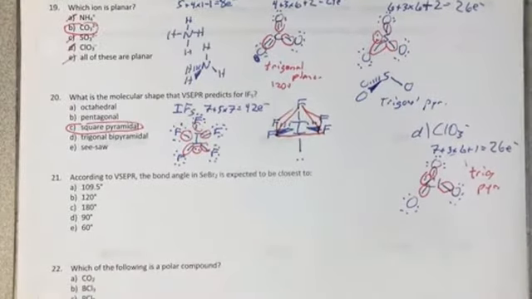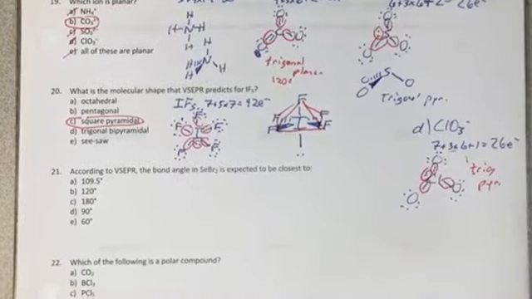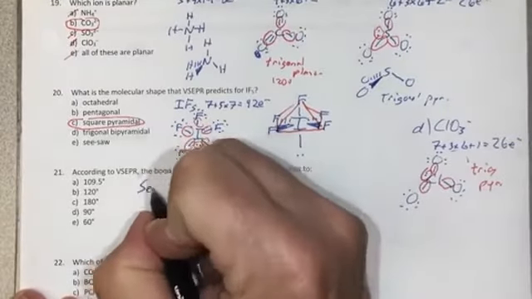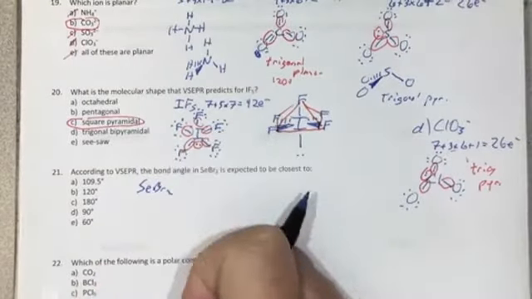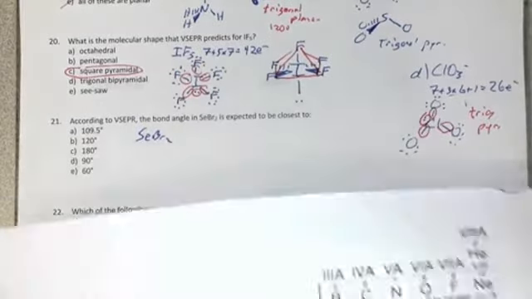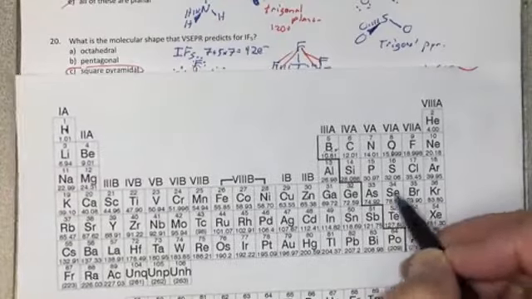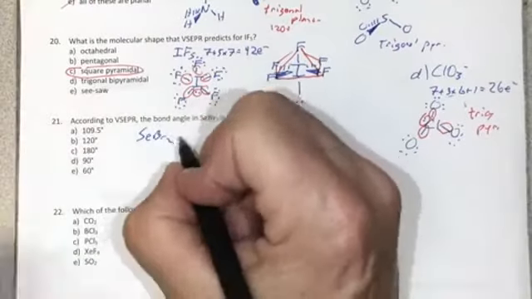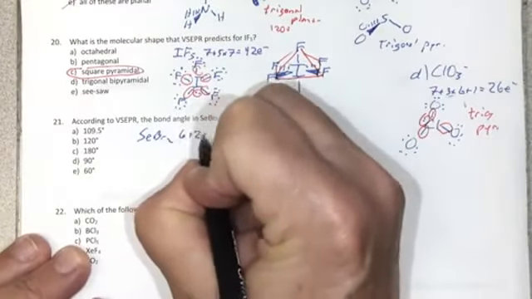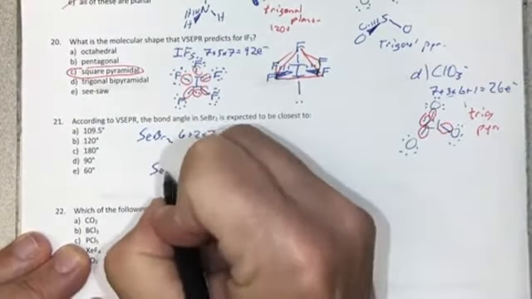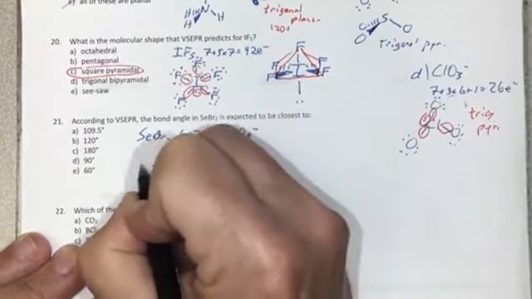Number 21, according to VSEPR, the bond angle in SeBr2 is expected to be closest to what? Well, let's draw the Lewis structure first. For SeBr2, the first thing we have to do is sum up the valence electrons. Selenium is in group 6. It has 6 valence electrons. Bromine has 7. So we have 6 plus 2 times 7, so 14 and 6 is 20 electrons. So selenium will go 2, 4.